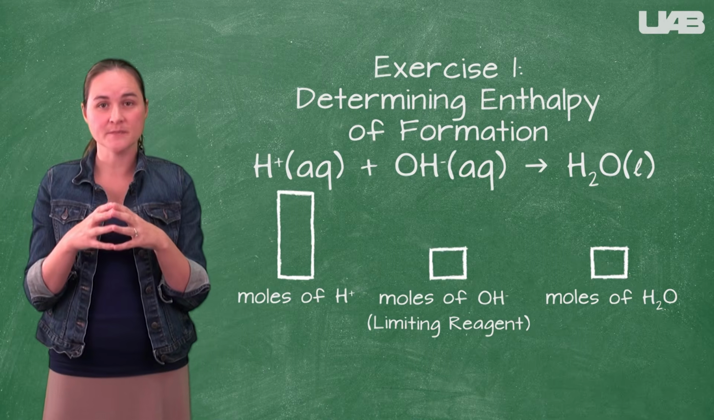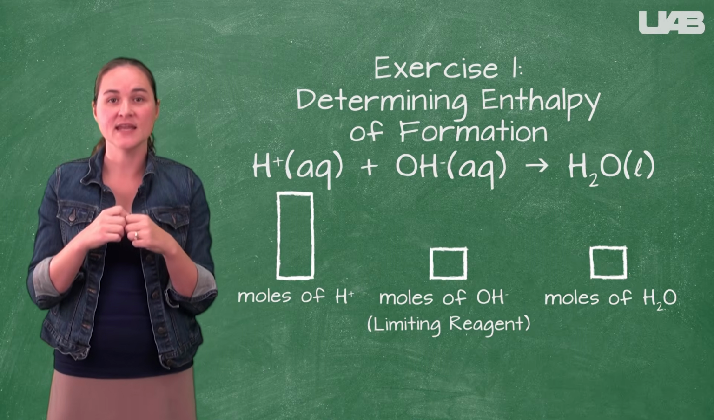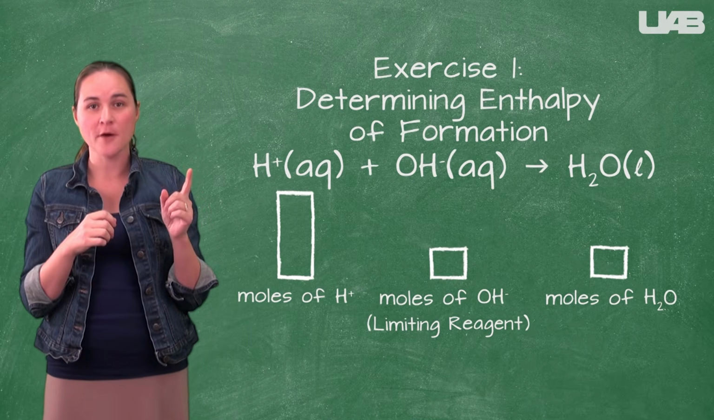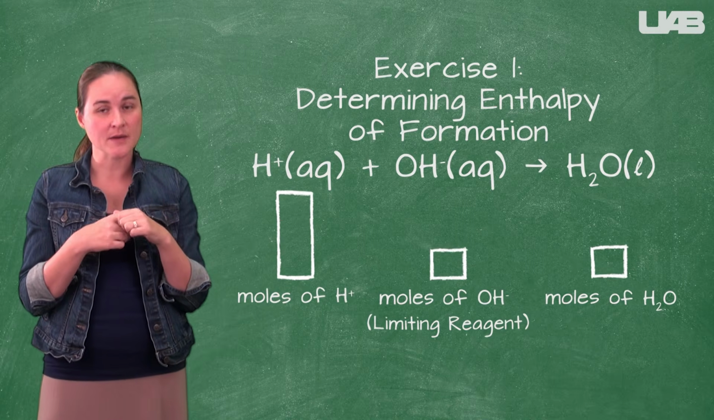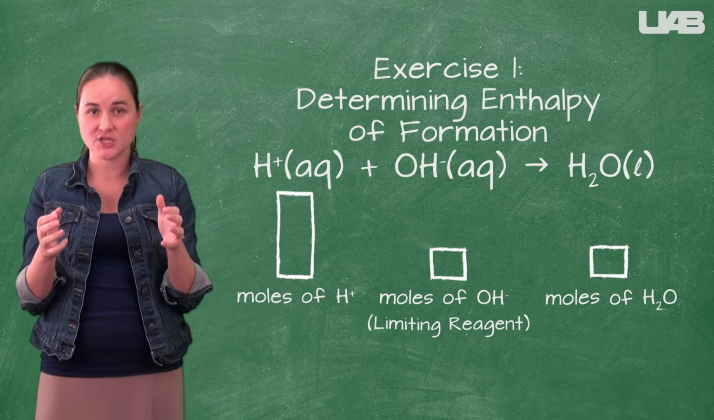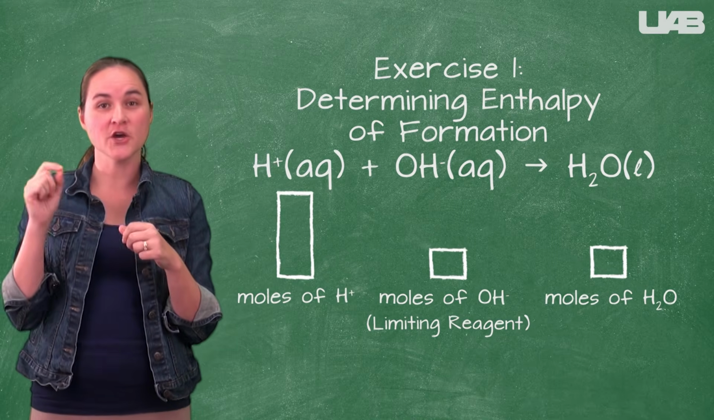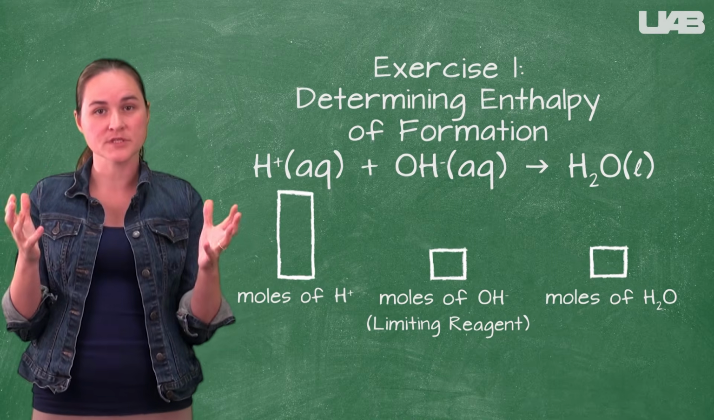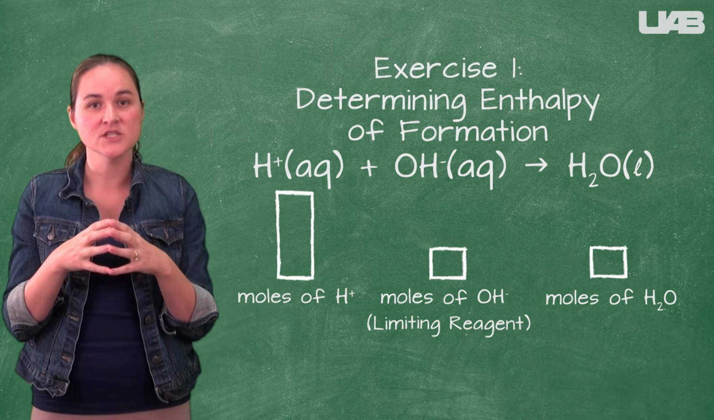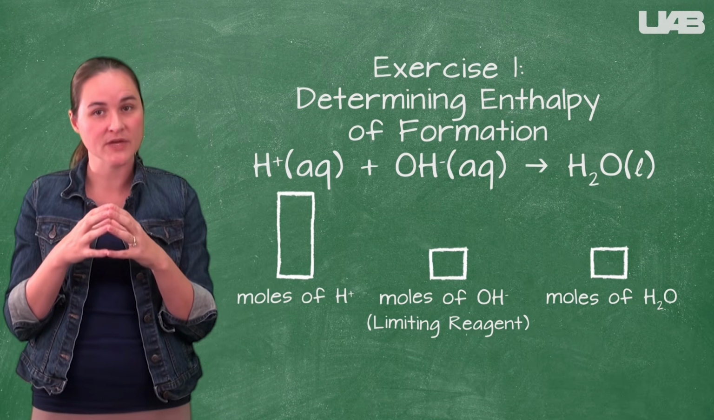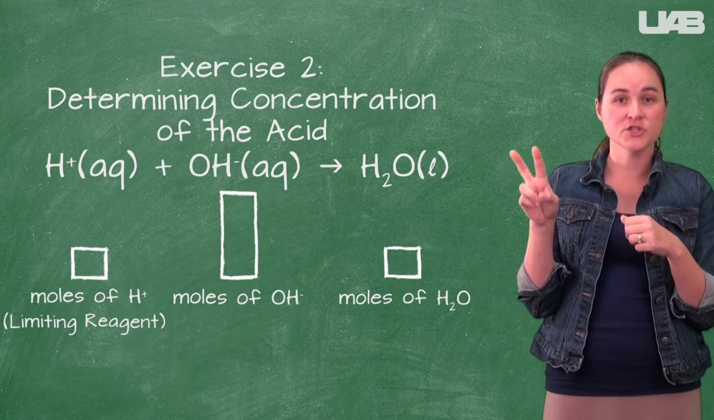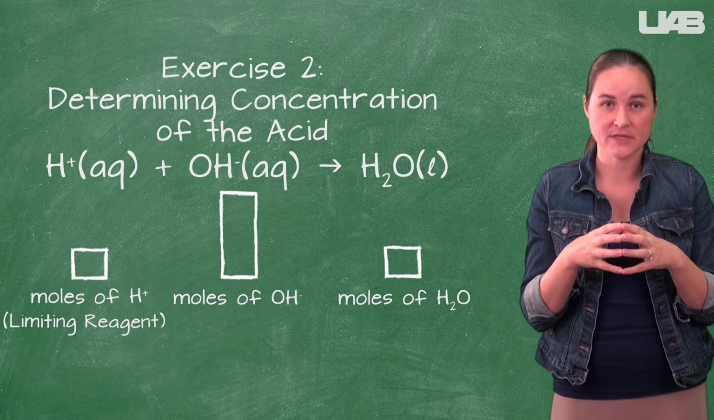We will do our experiment in 2 parts. In exercise 1, we will know how much base we placed in the calorimeter. Carefully design the experiment so that the base is the limiting reagent. This allows us to know how many moles of products are produced. The volumes needed to do this aren't given, so you will have to figure out how to control the limiting reagent. In exercise 2, you will make the acid the limiting reagent.